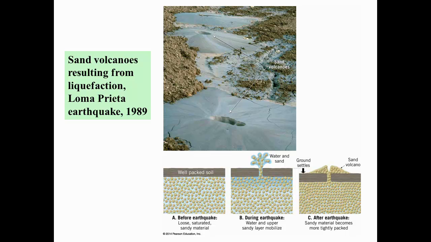These are sand volcanoes resulting from liquefaction, again resulting from the Loma Prieta earthquake of 1989. And if you look at the bottom figures, we see that before the earthquake there was a loose, saturated sandy material within the underlying well-packed soil. But then during the earthquake, the water and upper sandy layer was mobilized and literally erupted on the surface as these little sand volcanoes shown in the upper photograph. And this is what occurs in liquefaction overall.